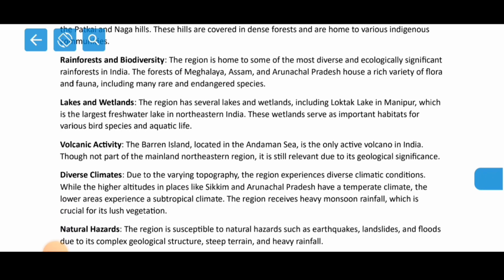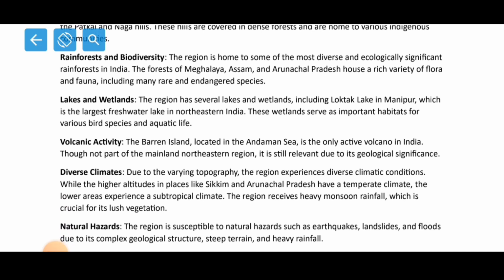Now what does it say? All right, lakes and wetlands. Now let's go to lakes and wetlands. The region has several lakes and wetlands, including Loktak Lake in Manipur, which is the largest freshwater lake in northeastern India. Now see, Manipur, a very beautiful state, right? So it is famous for Loktak Lake. I hope you have heard about it and read about it in social studies, right? So it is famous for Loktak Lake, a freshwater lake, right? And it is the largest freshwater lake where? In northeastern India.